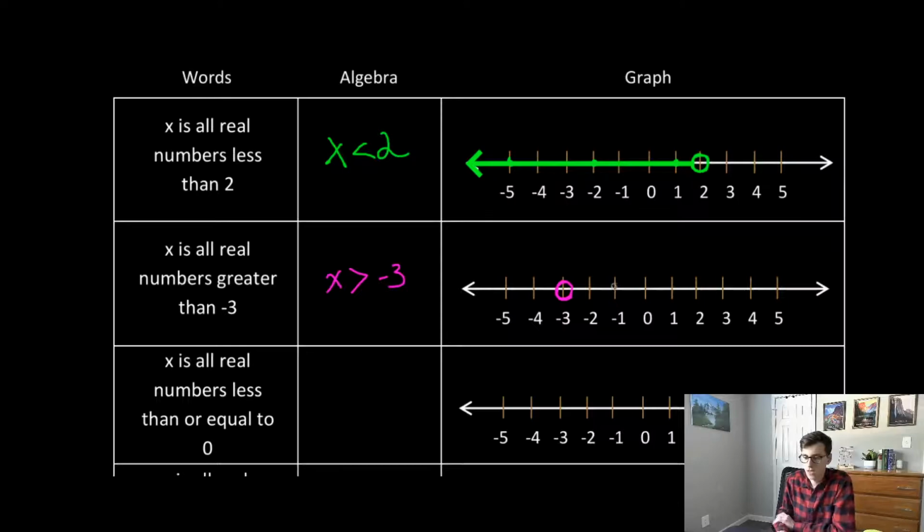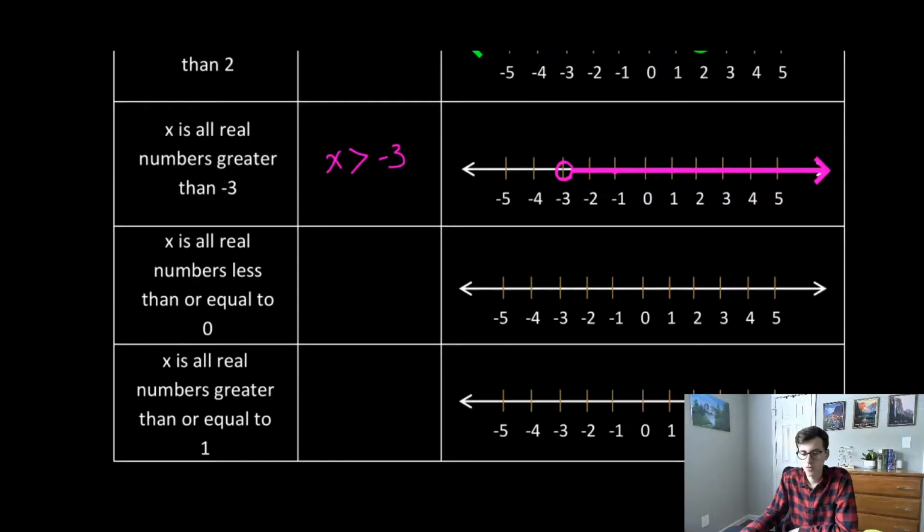So you might think, oh, I know that 1 is greater than -3. I know that -1 is greater than -3. So that's all the numbers on this side, all the numbers going this way. And that's how you would graph that. Open circle because it's greater than, not equal to, so that doesn't include -3. And then all the numbers to the right. Okay, so that's that.